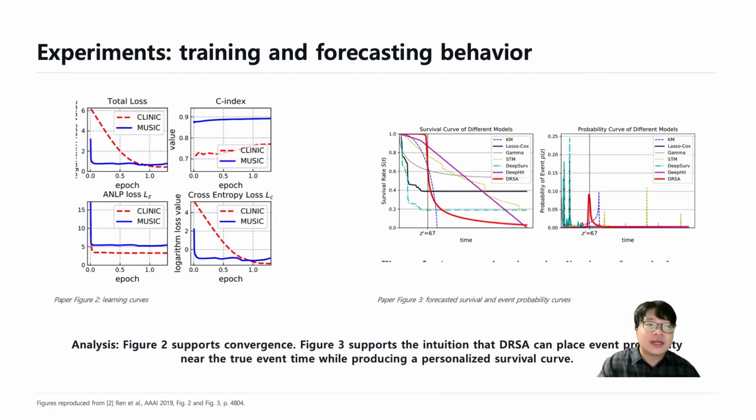The figures support the intuition that DRSA can assign high event probability near the true event time while also generating a personalized survival curve. This visualization helps us understand the practical output of DRSA. It can also show how likely it is that a subject survives until a given time, and when the event is most likely to occur.